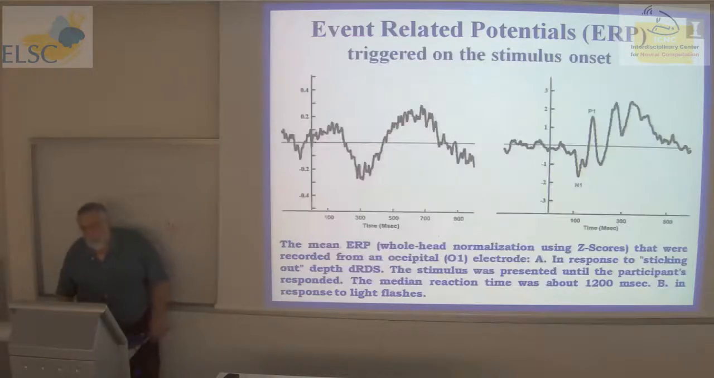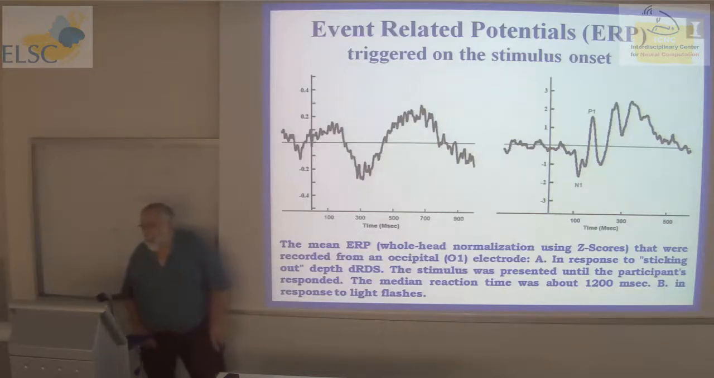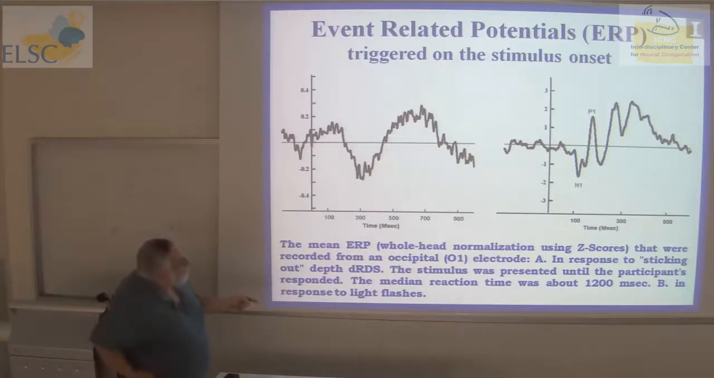When you take just two electrodes, one during the random dot stereogram, and the other during the flash, here in the flash you do see the components N1, P1. I don't want to go into those details, but this is what you expect to get. And this is the wave that you get while you look at the random dot stereogram.